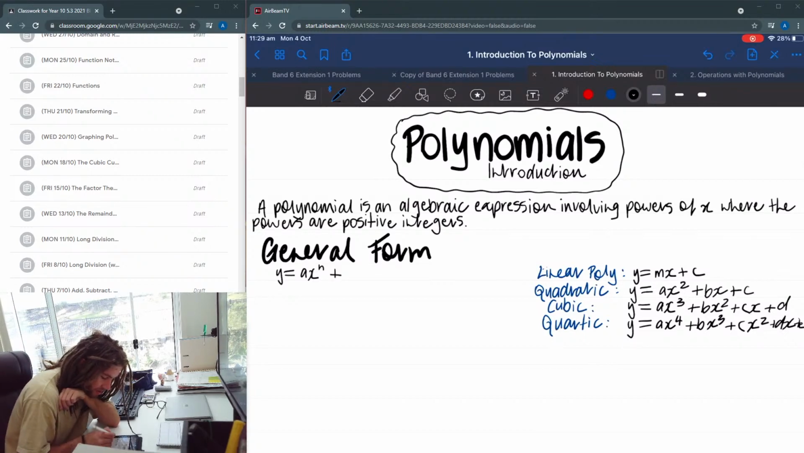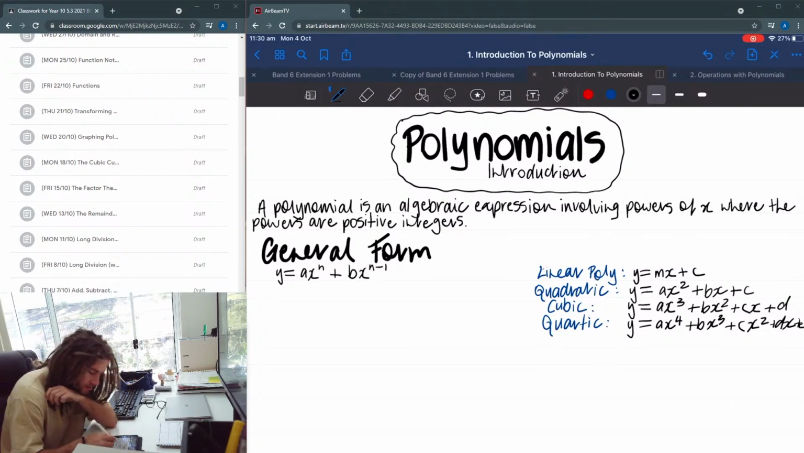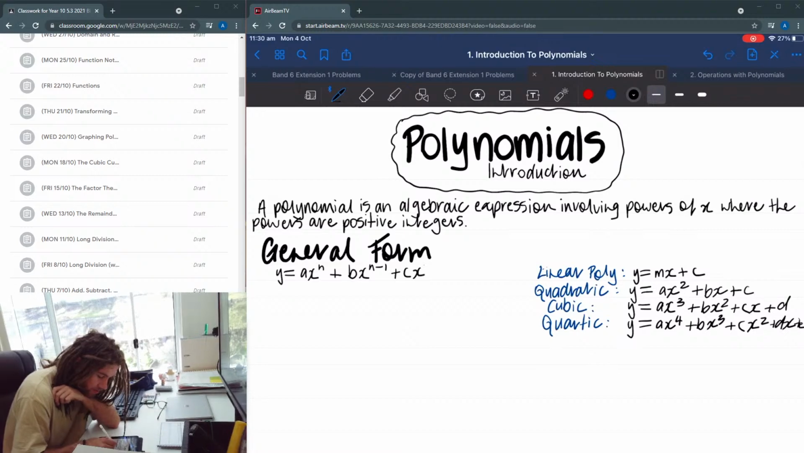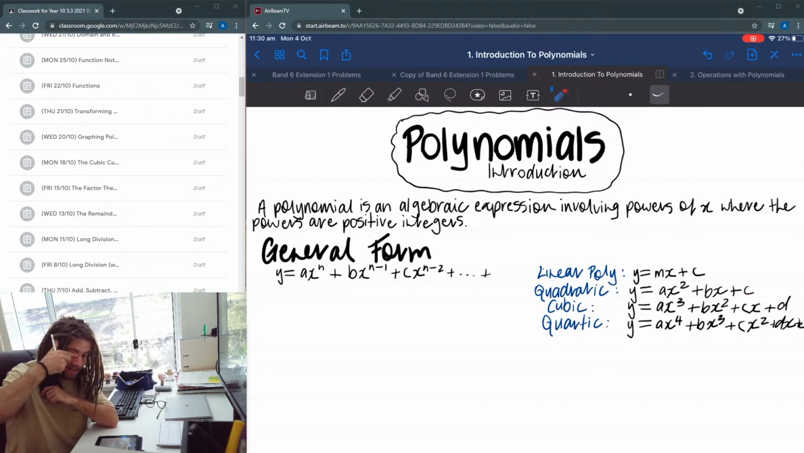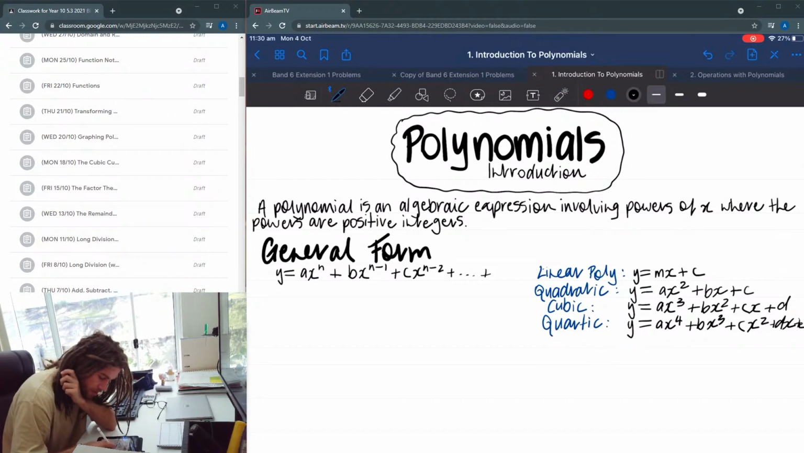Then your next power is going to be, I'll write b, so bx to the power of n minus 1, so we'll have 1 less. And then plus c, x to the power of n minus 2, plus blah, blah, blah, all the way up to, and then you'll notice that there's always a constant term on the end, so like a number, or a letter, that doesn't have an x next to it. So plus blah, blah, blah. Oh no, I've already used c, so what am I going to use here? Z, like this is kind of weird.